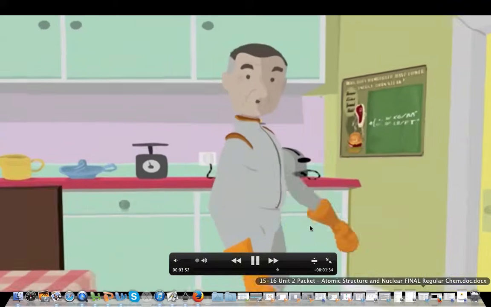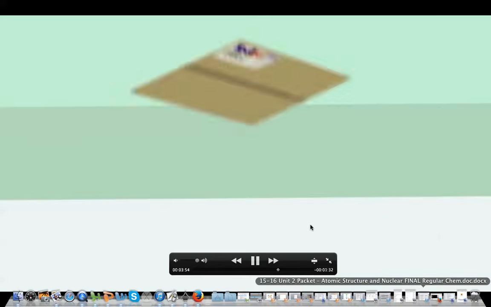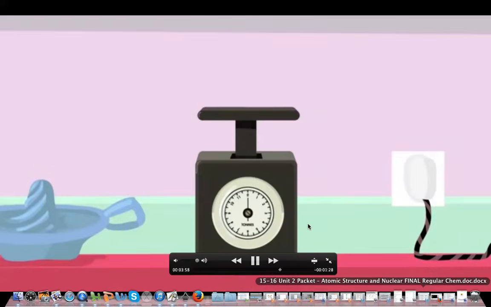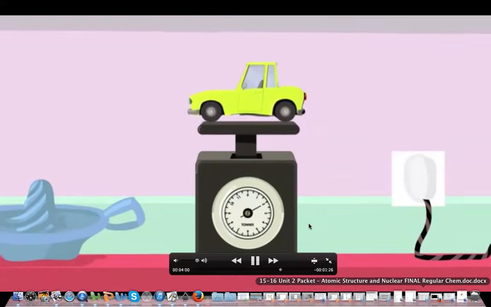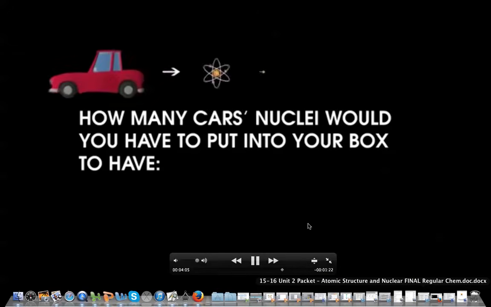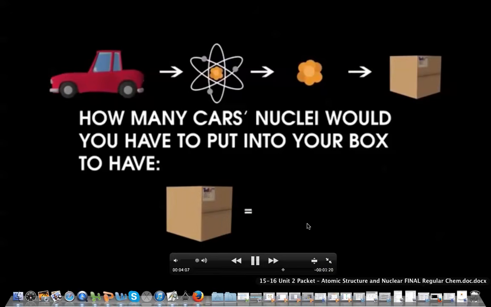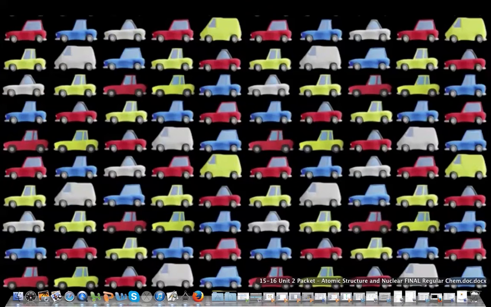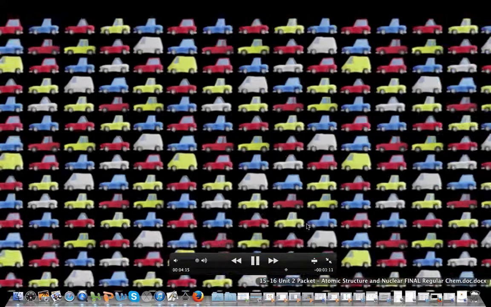Okay, here's what I want you to do. Make a box that is 1 foot by 1 foot by 1 foot. And let's go and grab all of the nuclei from a typical car. Now, cars on average weigh 2 tons. How many cars' nuclei would you have to put into the box to have your 1 foot box have the same density of a nucleus? Is it 1 car? 2? How about 100? Nope, nope, and nope. The answer is much bigger.